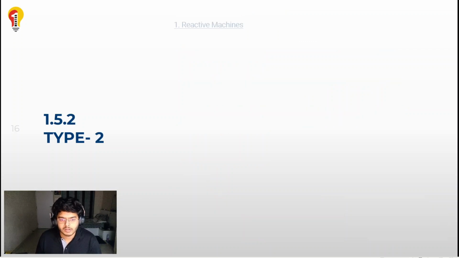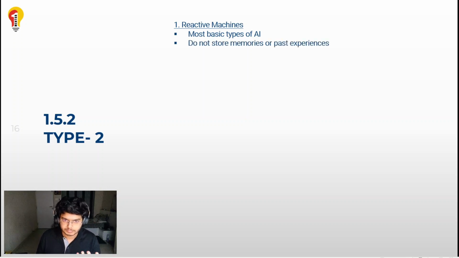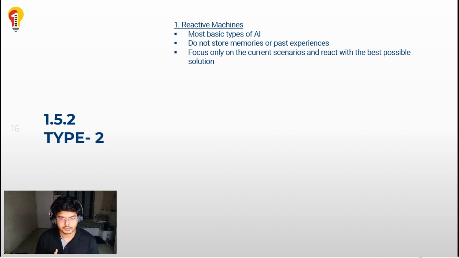Alright, so let's move on to type 2, where the first category we have is reactive machines. It is the most basic type of AI. They do not store memories or past experiences, and hence they definitely don't fall under machine learning, because machine learning is based on the concept of storing memories and learning from those experiences, right? So these focus only on the current scenarios and react with the best possible solution. Google's AlphaGo is the best example for a reactive machine.